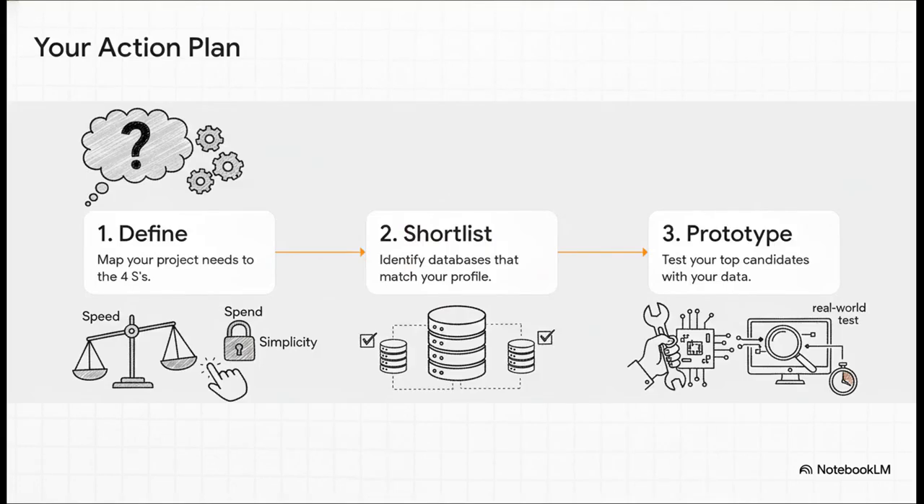So here's what you do next. A simple 3-step action plan. Step 1, define. Sit down with your team and literally rank the 4 S's for your project. Be honest, is speed a must-have or a nice-to-have? Step 2, shortlist. Based on that ranking, pick 2, maybe 3 databases that look like they fit your profile.